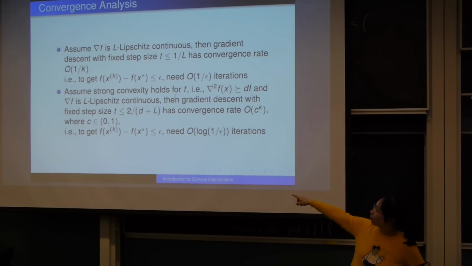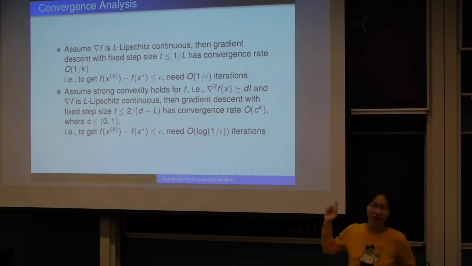The second one says that if a stronger condition holds, if strong convexity holds for this f function, then with a certain step size, we can get convergence rate O(c^k), which is exponentially faster than the first one.